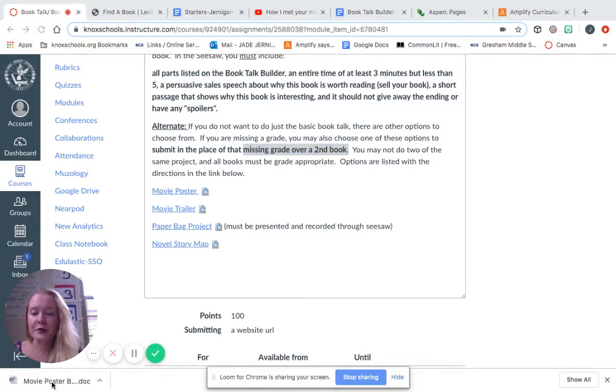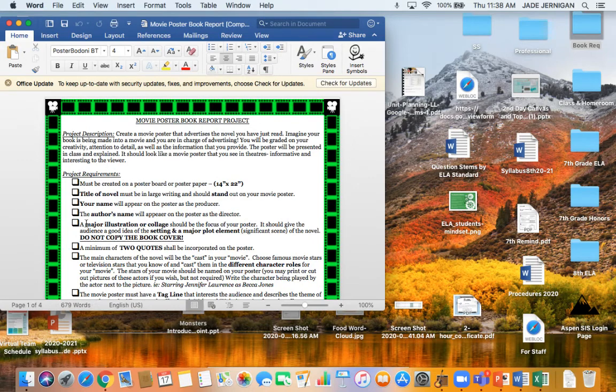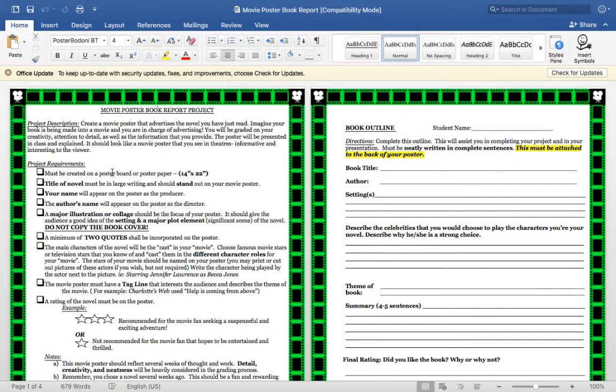So for your movie poster, you're going to want to have a physical poster that you can share. In your poster, you are going to create an advertisement of the novel that you have just read. Imagine your book being made into a movie, and you are in charge of advertising. You will be graded on your creativity, attention to detail, as well as the information that you provide. The poster will be presented in class and explained.